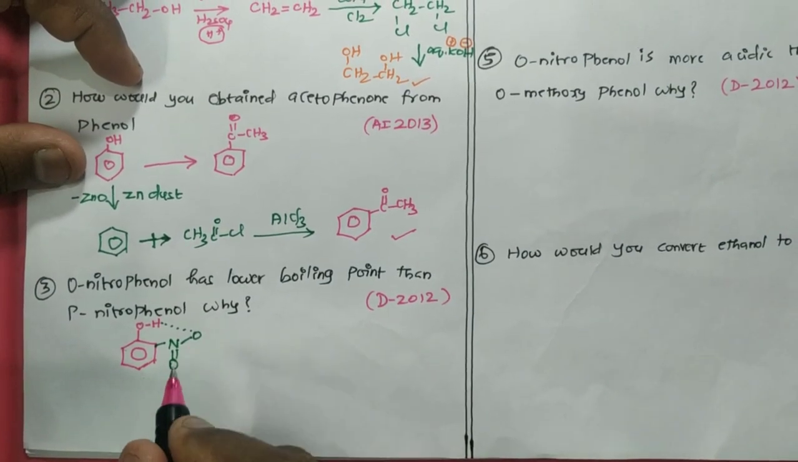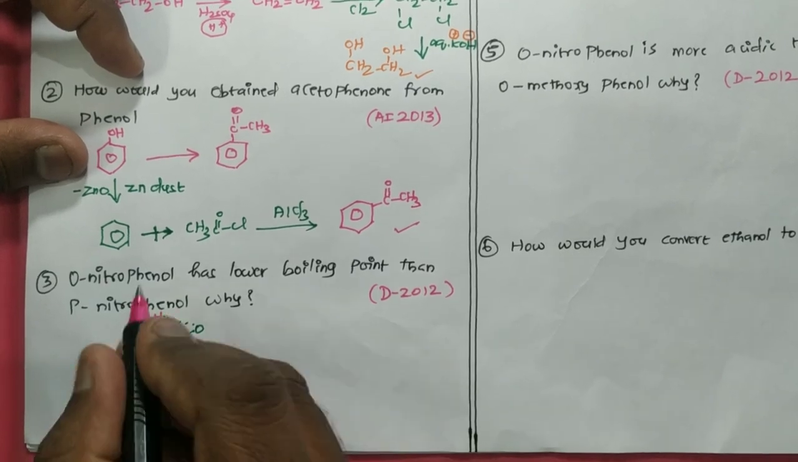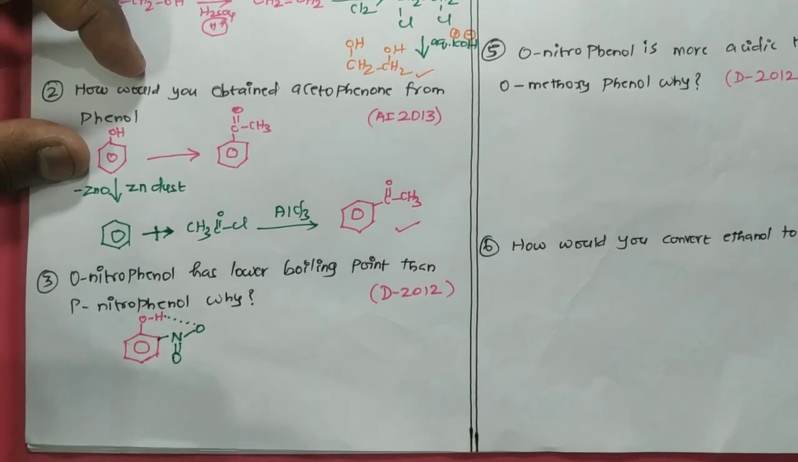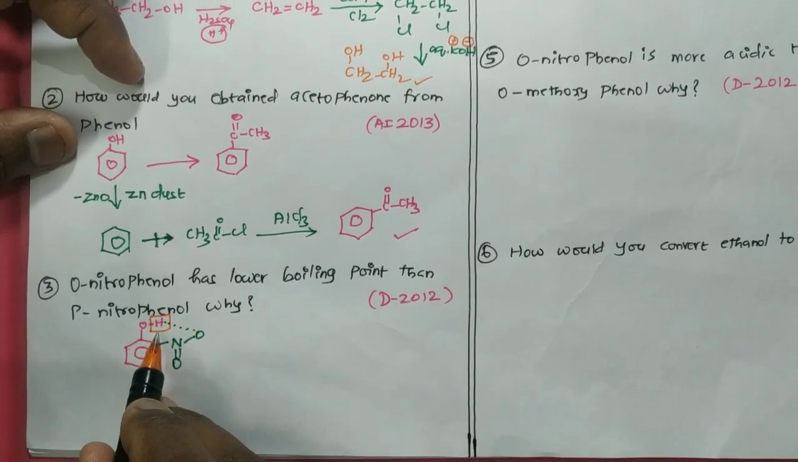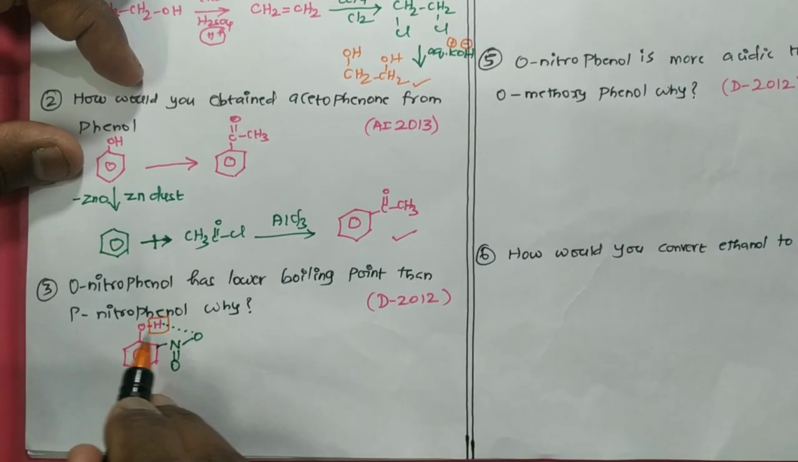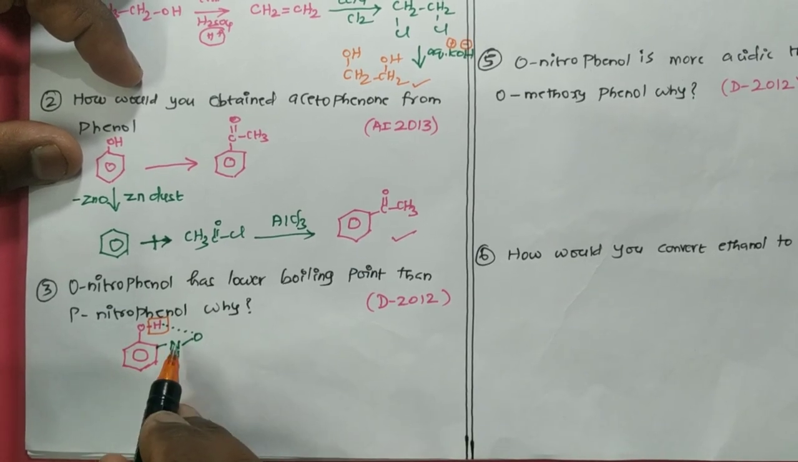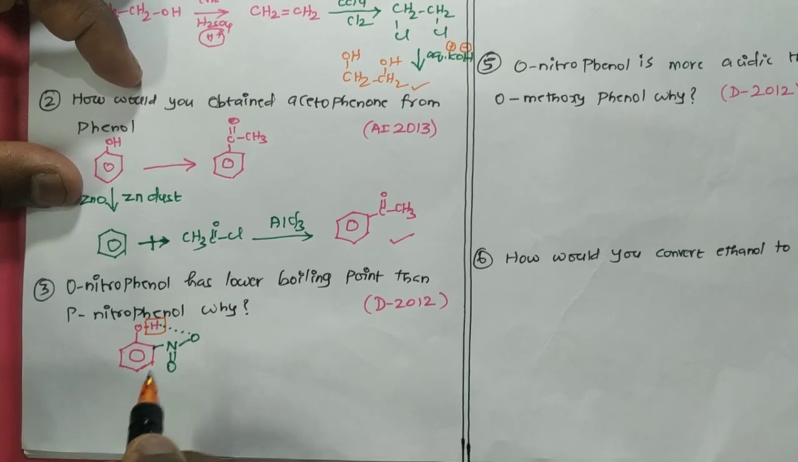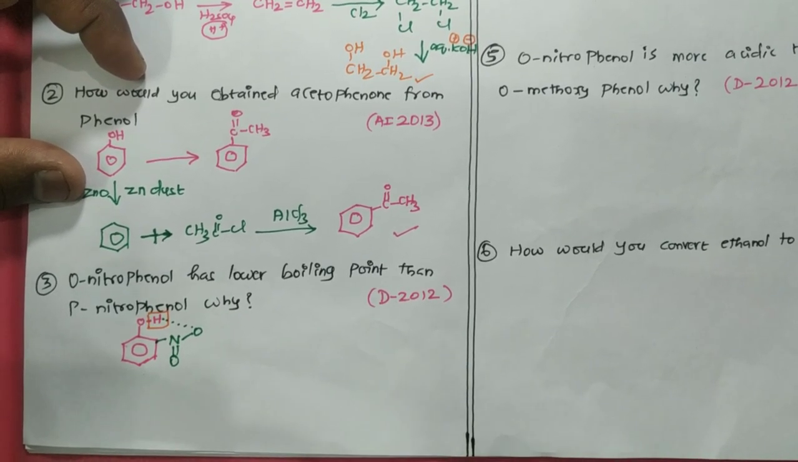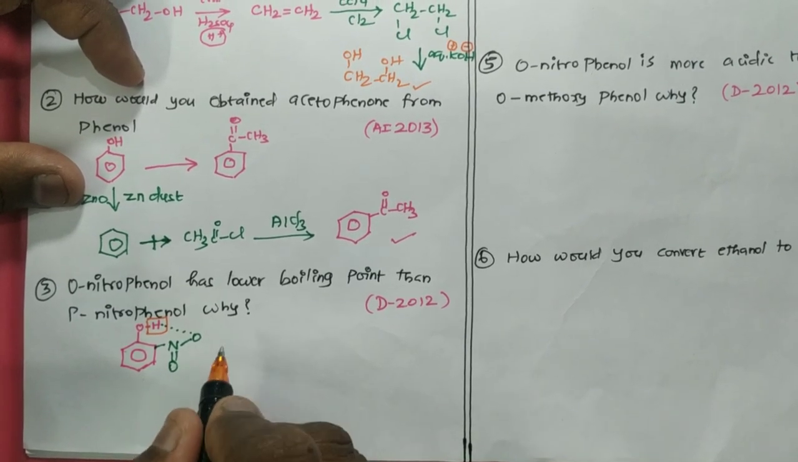What is the meaning of a hydrogen bond? Suppose I consider this as a hydrogen, and this hydrogen is placed in between two highly electronegative atoms. That time it will be called hydrogen bonding. That exceptional case, there is only hydrogen bonding existing between highly electronegative atoms such as oxygen, nitrogen, fluorine.